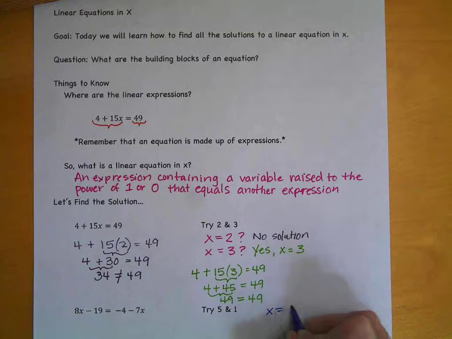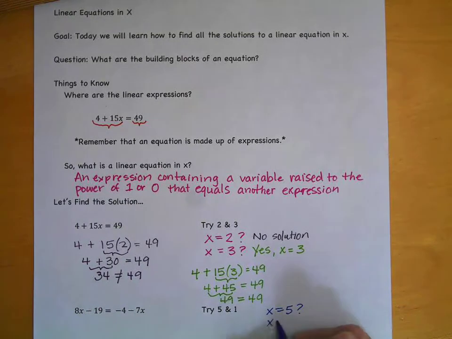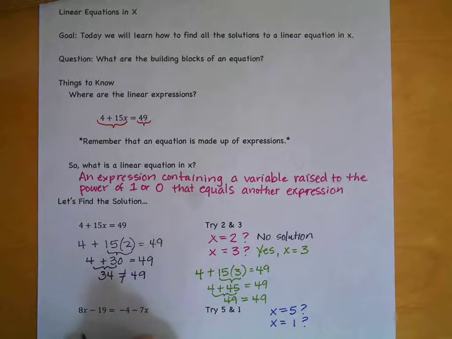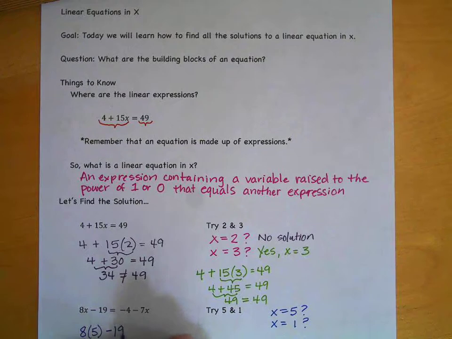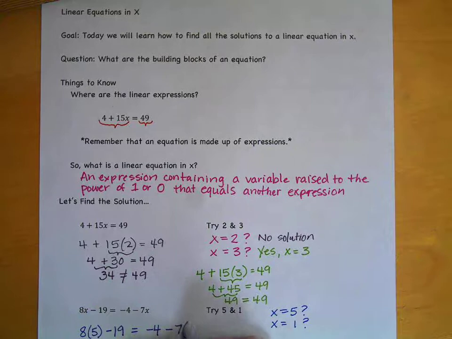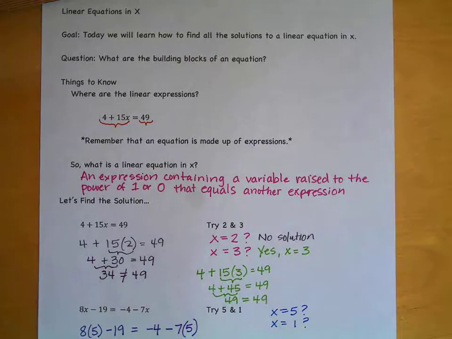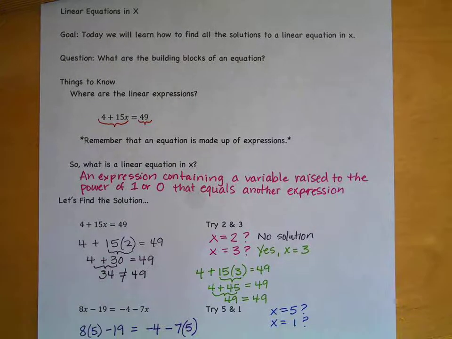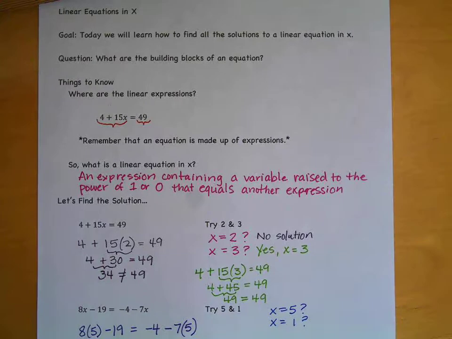So we're going to say, does x equal 5? Question mark. Does x equal 1? Question mark. Okay, so now let's take a look at it and try it. It says we're supposed to take 8 times 5 minus 19 is equal to negative 4 minus 7 times 5. Now remember that both of these are linear expressions in x because your exponent is 1. So we should be able to go.